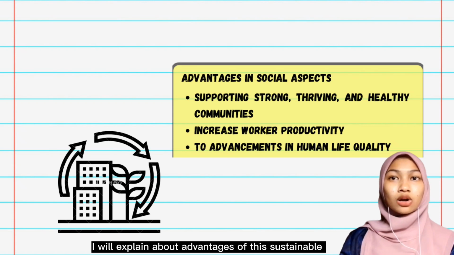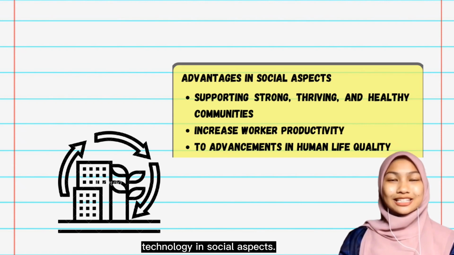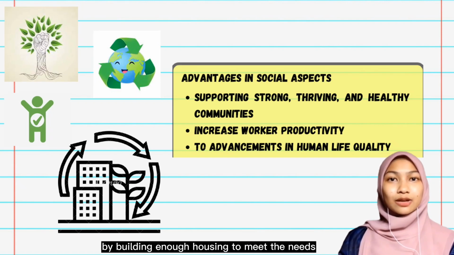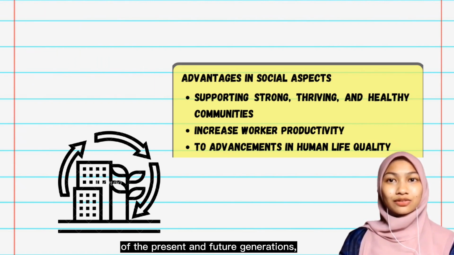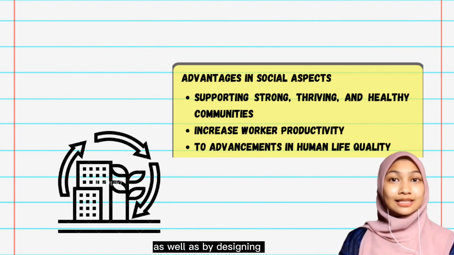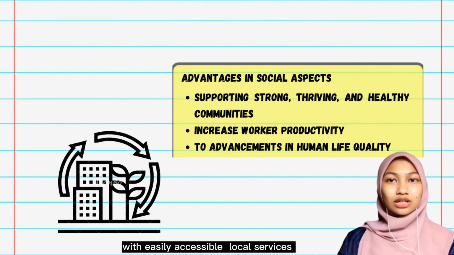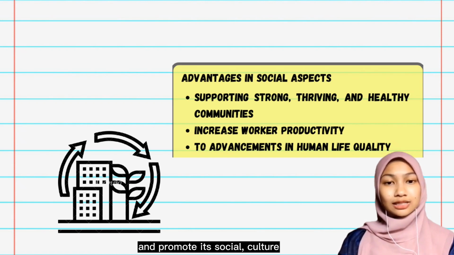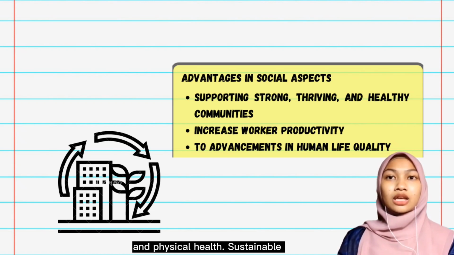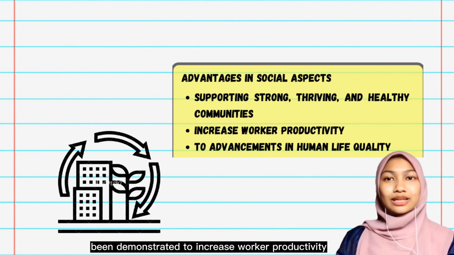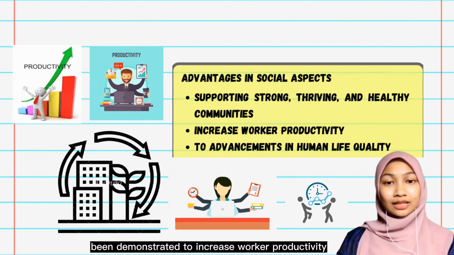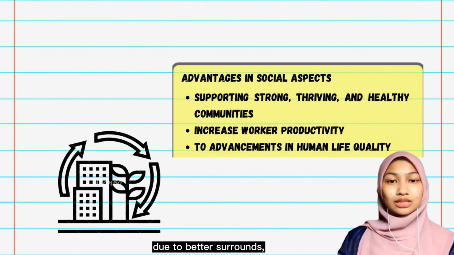I will explain the advantages of sustainable technology in the social aspect. Supporting strong, thriving, and healthy communities by building enough houses to meet the needs of the present and future generations, as well as by designing high quality developments with easily accessible local services that take into account the needs of the community and promote its social, cultural, and physical health. It has also been demonstrated to increase worker productivity during construction due to better surroundings, work conditions, and noise protection.